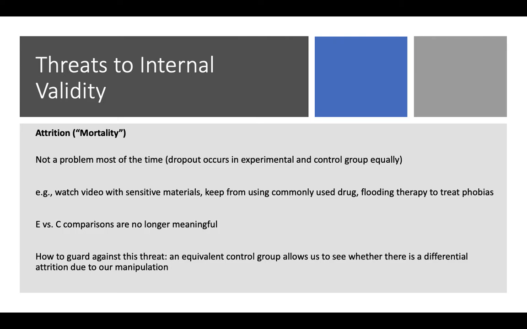We can guard against this a little by making control groups again as equal as possible, so that if attrition is the issue and it relates back to our manipulation, we should only see that in the experimental group and not in our control group. So having an equal control group gives us the ability to clearly see that.